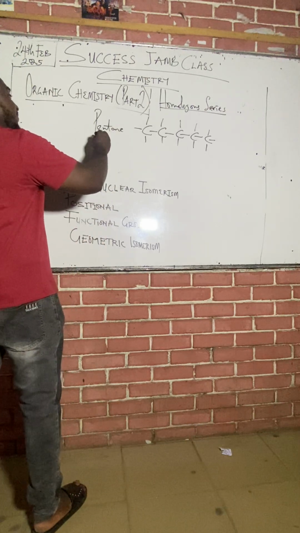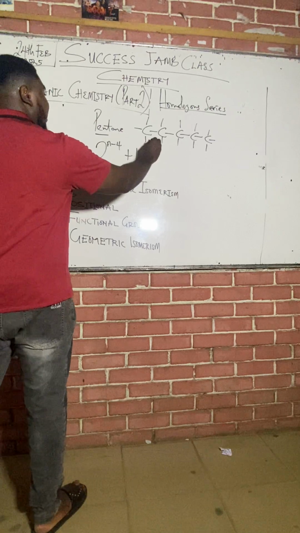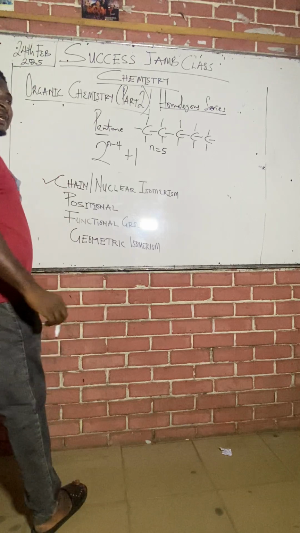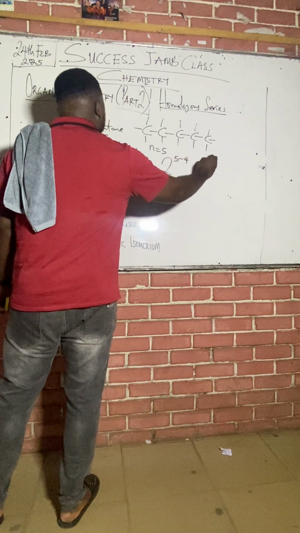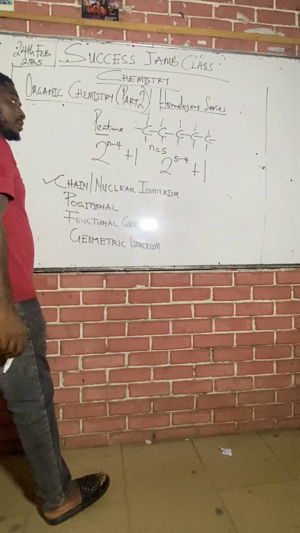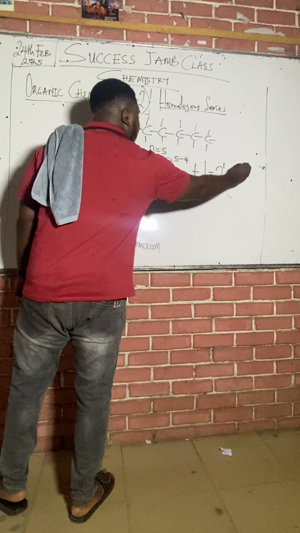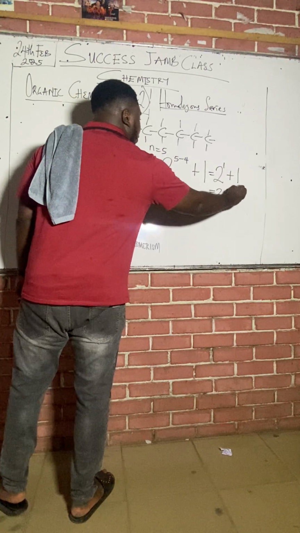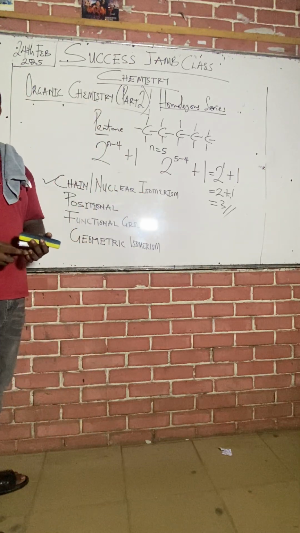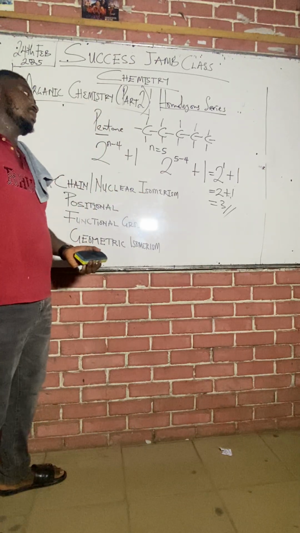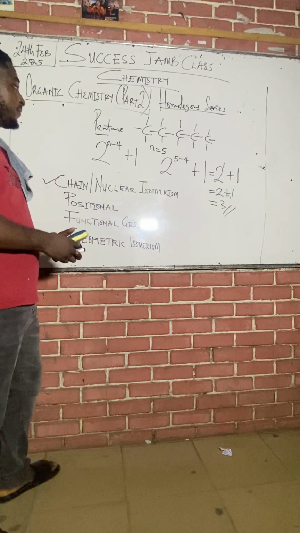Meaning that if you want to know the number of isomers pentane will produce, you use the formula 2 raised to n minus 4, plus 1, where n is now what? 5, because pentane has 5 carbons; n means the number of carbons. So that will be 2 raised to power 5 minus 4, plus 1. Now 5 minus 4 is 1, so 2 raised to power 1 plus 1. 2 raised to power 1 is 2. 2 plus 1 is 3. Meaning that pentane can produce 3 isomers.